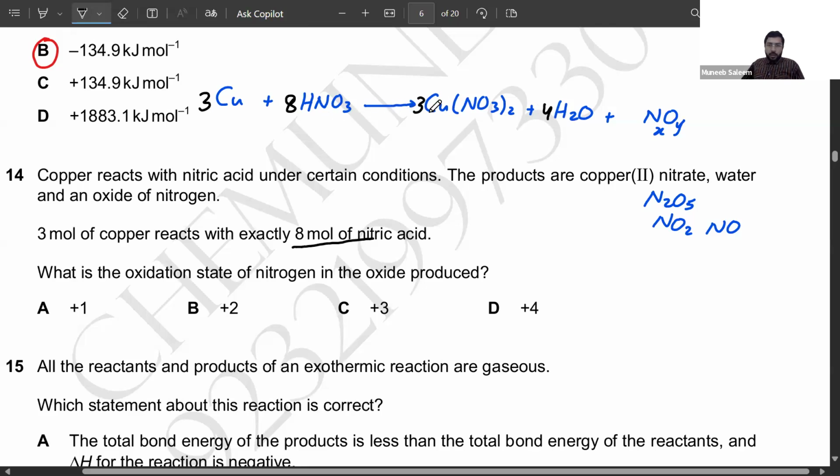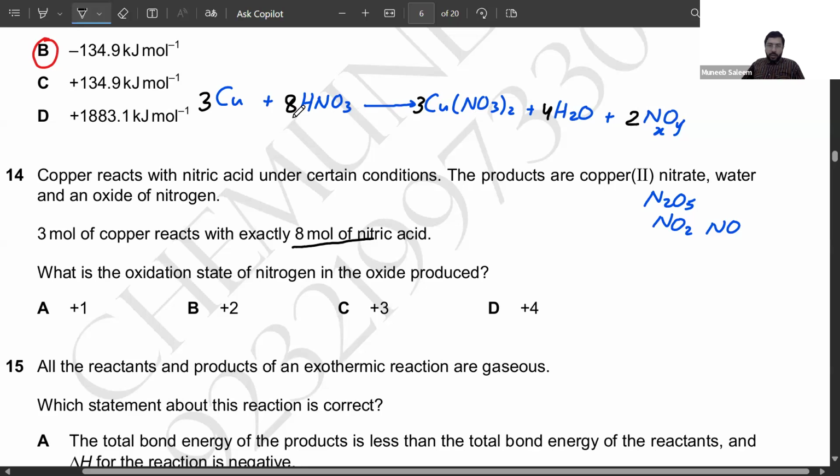Okay, now 3 moles of copper nitrate will give you 6 atoms of nitrogen, 2 times 3 is 6 nitrogen atoms, while there are 8 nitrogen atoms on the left side. To balance the nitrogen atoms, I will put 2 over here. So it is 2NO. Now nitrogen atoms are balanced.